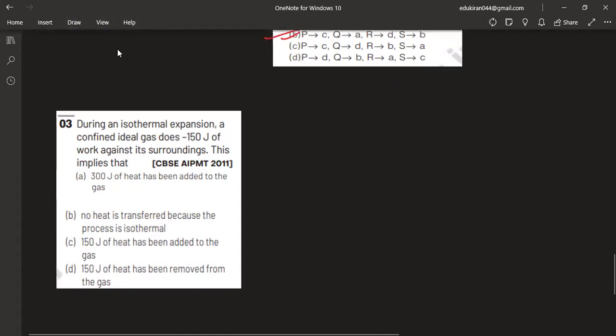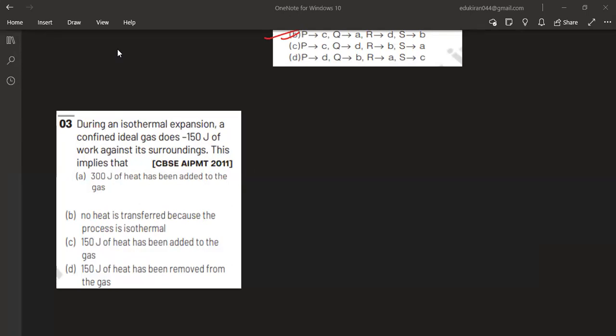So this will be a revision of the sign conventions which we had used yesterday. This is saying, during an isothermal expansion, a confined ideal gas does minus 150 joules of work done against its surroundings. So this implies that 300 joules of heat has been added. No, heat is not transferred because it is isothermal. 150 joules of heat has been added, or 150 joules of heat has been removed.